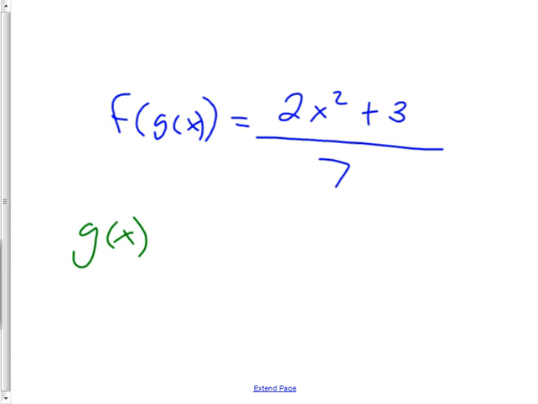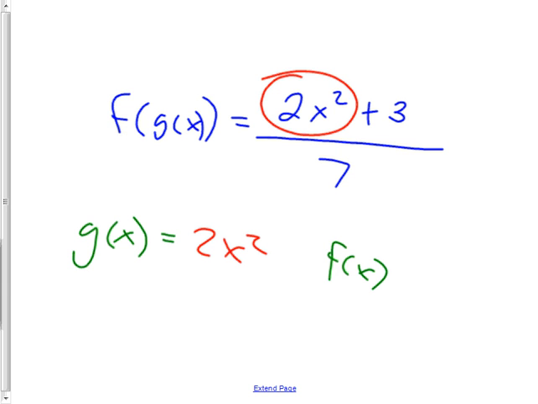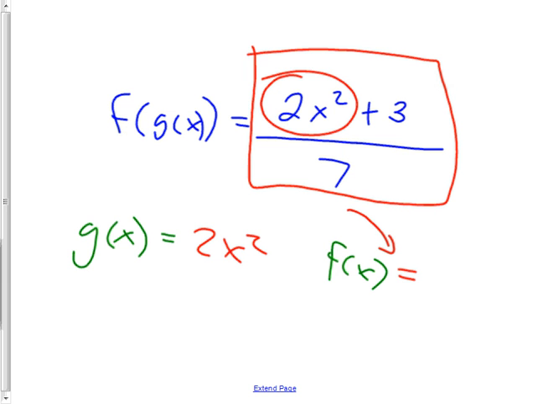And there are multiple answers. So I'll give you an example. If I decide to make any little part of it that includes the x be g of x, then I can pick anything I want as long as I include the x. Okay, I'm going to pick that to be g of x, 2x squared. Now once I've done that, I'm going to have to put this into something, over into f of x, so that it will equal this. So all I do is replace the part I circled there with an x. And I say x plus 3 over 7.